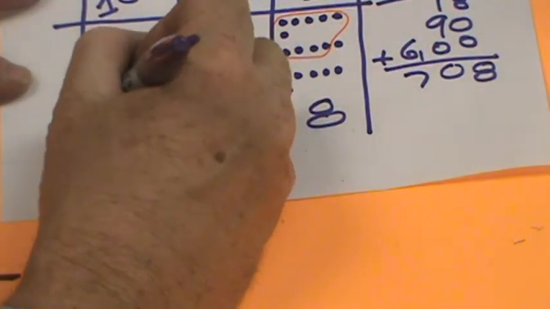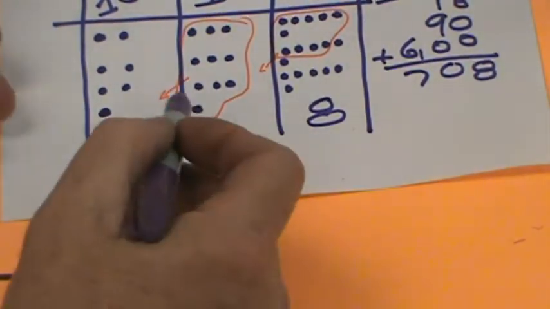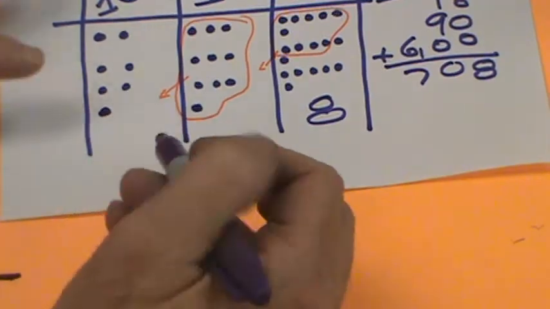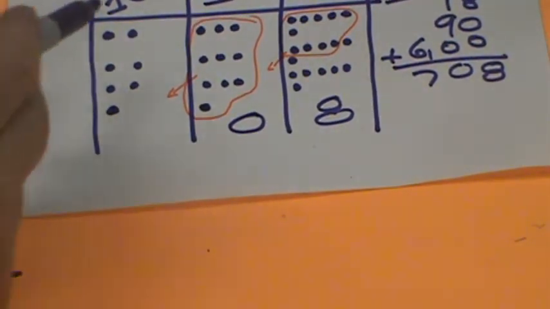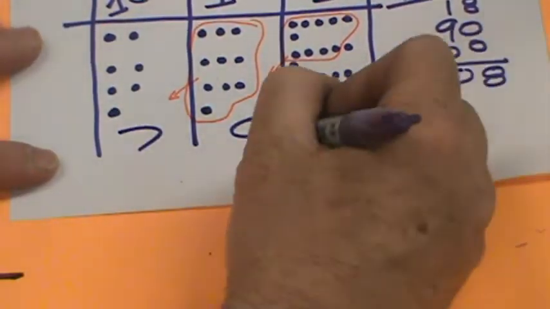We've lassoed them up. So what do we have here? We have none left. We've lassoed them all up and we put them over in the hundreds. We got a 0 there. Now time for the 100s. 100, 200, 300, 400, 500, 600, 700. It looks like our answer is correct. Look, they match. 708.